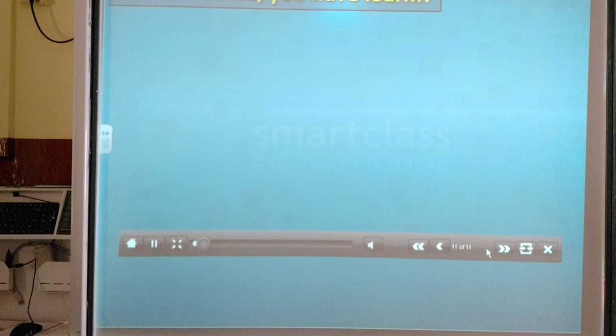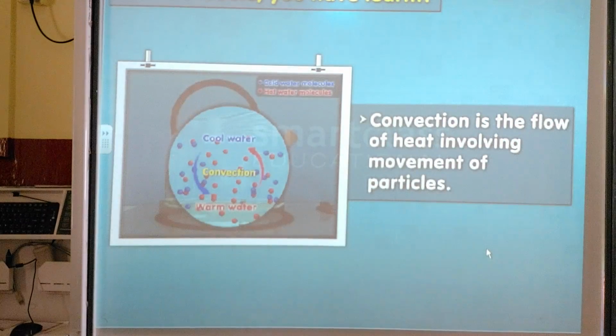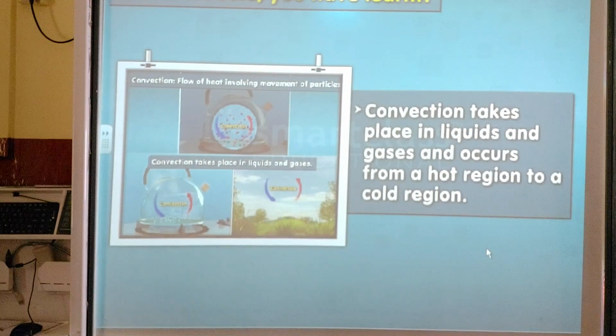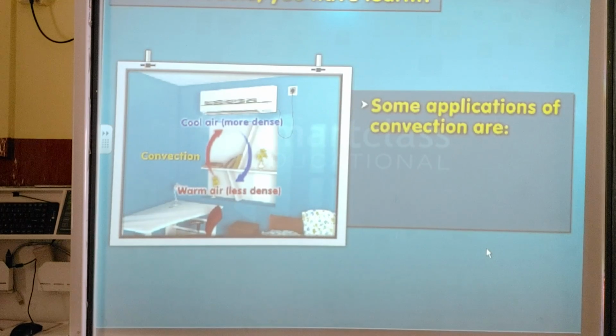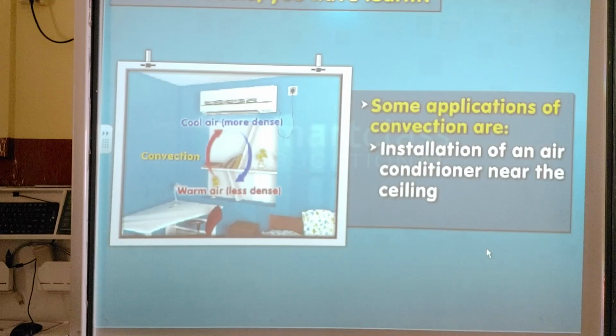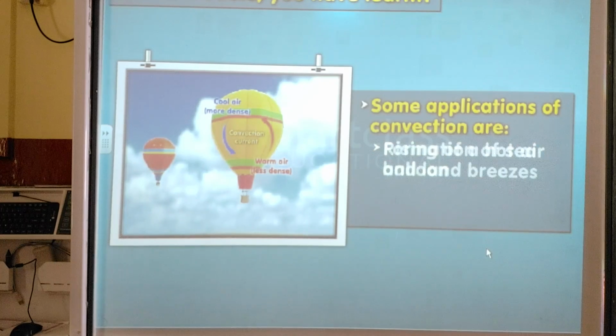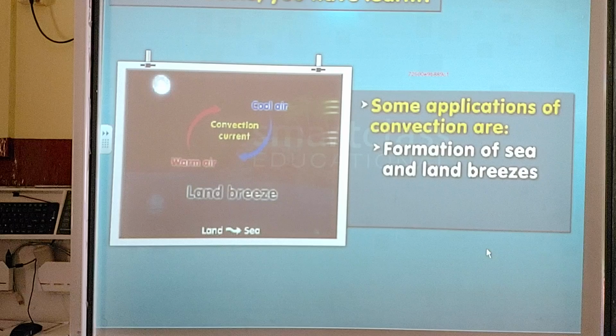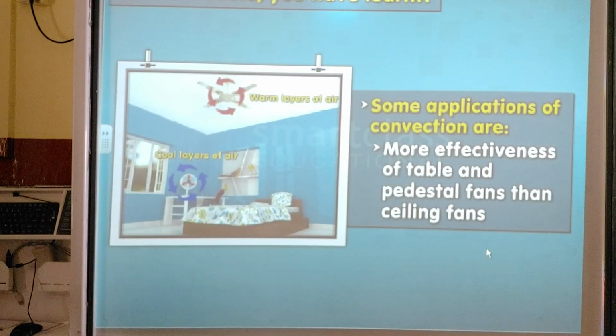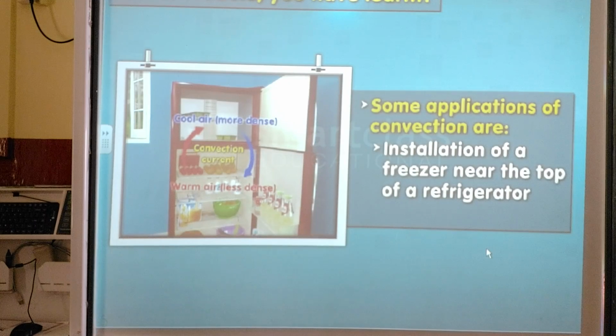In this module you've learned, convection is the flow of heat involving movement of particles. Convection takes place in liquids and gases and occurs from a hot region to a cold region. Some applications of convection are installation of an air conditioner near the ceiling, rising of a hot air balloon, formation of sea and land breezes, ventilation in rooms, more effectiveness of table and pedestal fans than ceiling fans, installation of a freezer near the top of a refrigerator.